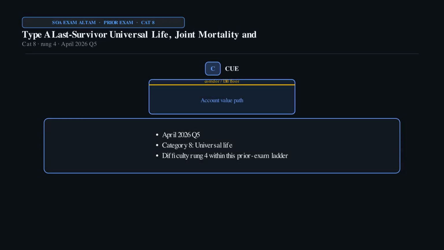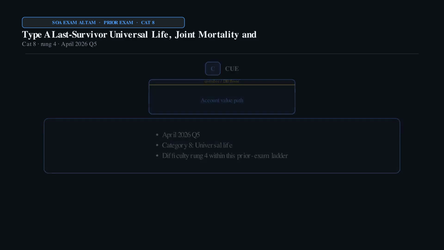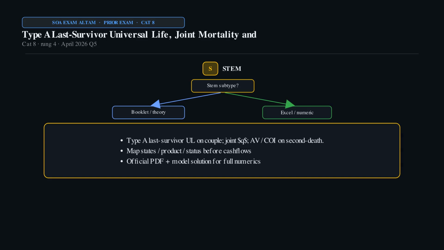April 2026 Question 5. This sits in Category 8, Universal Life, difficulty rung 4 on the prior exam ladder. Recognition Q. Type A BUL account value recursion, corridor, NLG, profit. STEM focus. Type A last survivor UL on couple, joint $Q, AV/COI on second death.